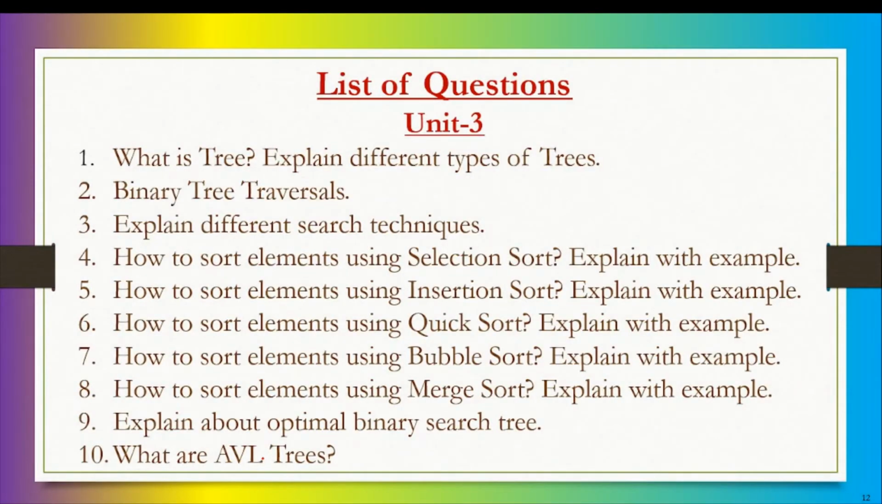And again we have the unit 3. In the unit 3 we have 3 chapters, that is the trees, sorting and searching techniques, and AVL trees. Here you have to learn what is the tree and what are different types. This is for the short questions. Here you must learn about the binary tree traversals. We have the 3 traversals, for that you have to write about what is the binary tree, the properties and the types related to that, and how to traverse those binary trees.